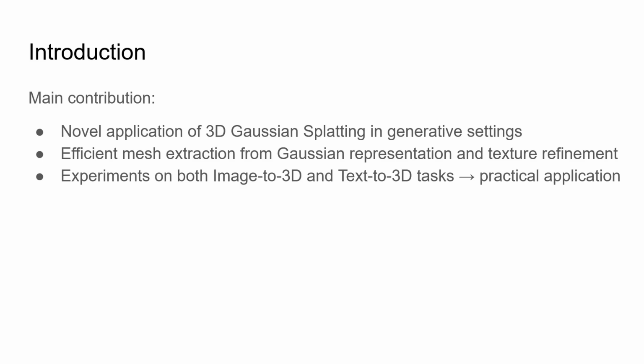To summarize, the main contribution of this work is the novel application of 3D Gaussian splatting in a generative setting for 3D content creation. And the authors introduced an efficient algorithm for converting 3D Gaussian representation into a textured mesh, along with a UV space texture refinement stage to enhance the visual quality. And the paper presents comprehensive experiments on both image-to-3D and text-to-3D tasks, showcasing the potential of this paper applied in a wide range of practical applications.